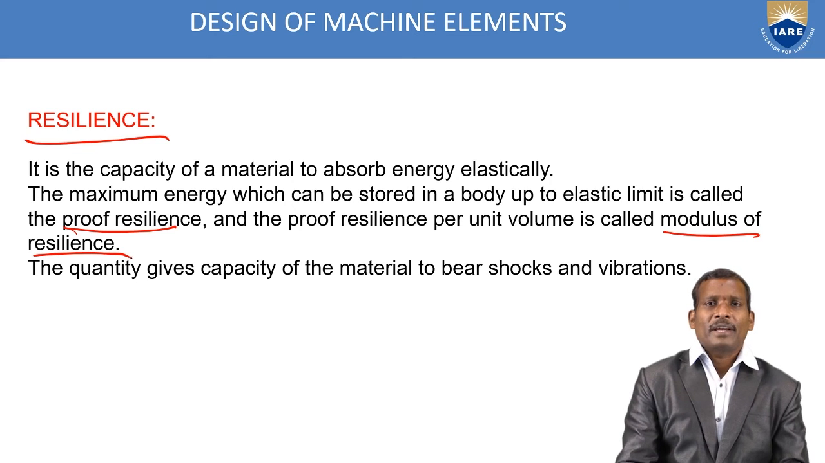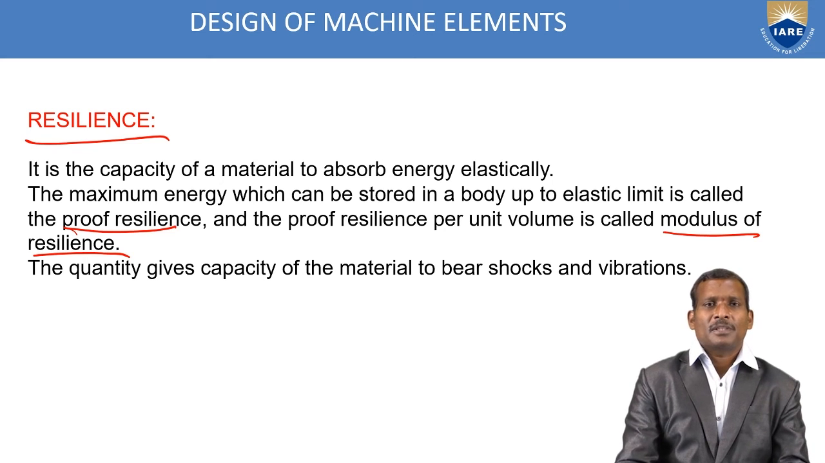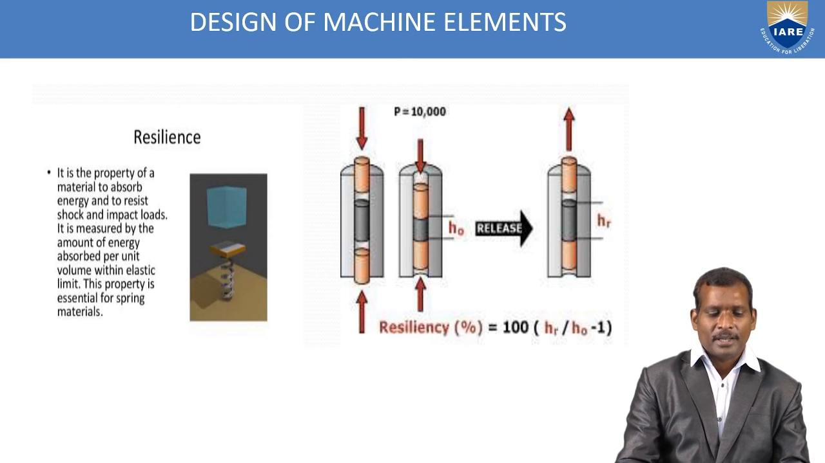So one is proof resilience, the maximum energy which can be stored in a body up to the elastic limit, and the other is the modulus of resilience, the proof resilience per unit volume. This quantity gives the capacity of the material to bear shocks and vibrations. Next, you can see in this slide the resilience property diagrams.